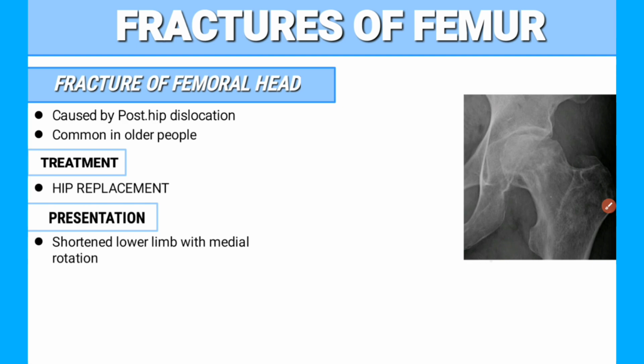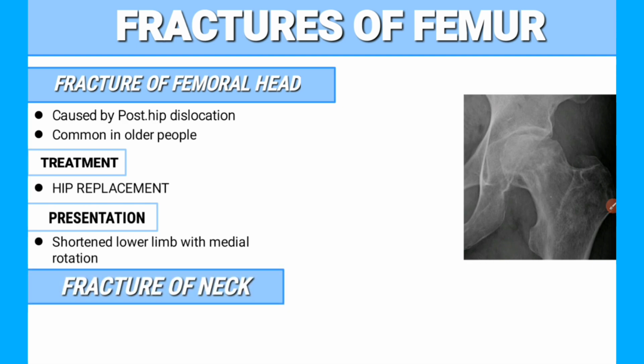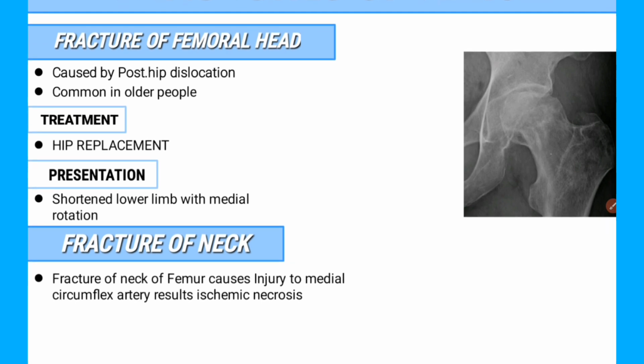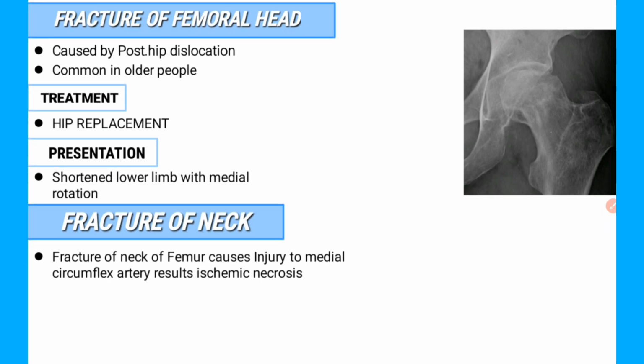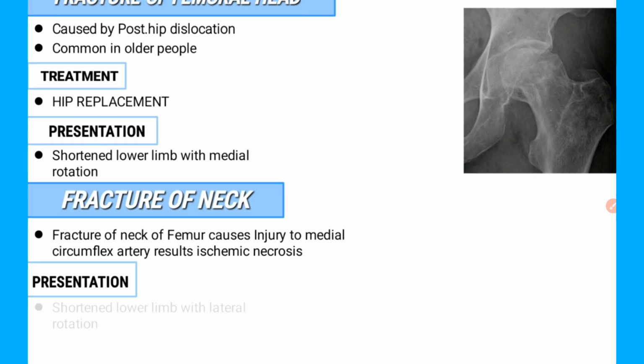The next one is fracture of the neck. Fracture of the neck of the femur causes injury to the medial circumflex artery. The injury to the medial circumflex artery results in ischemic necrosis of the neck and head of the femur. The presentation is a shortened lower limb with lateral rotation.